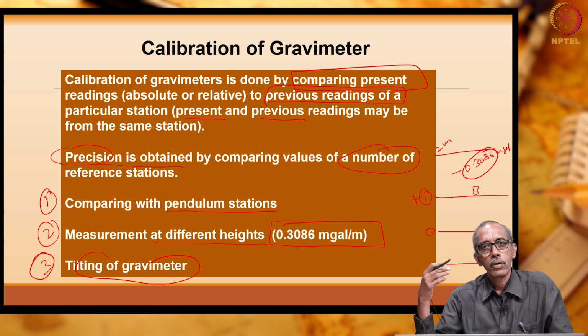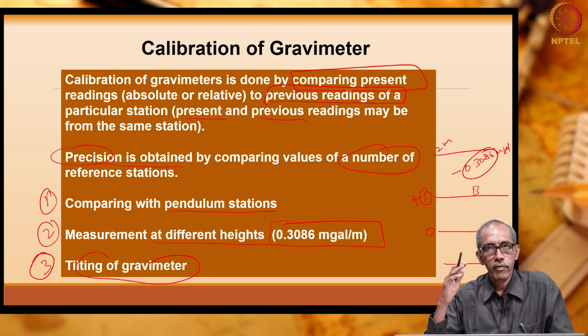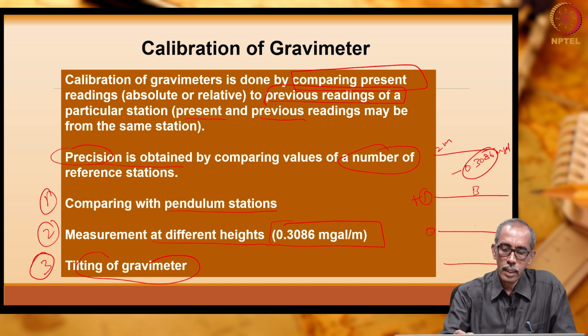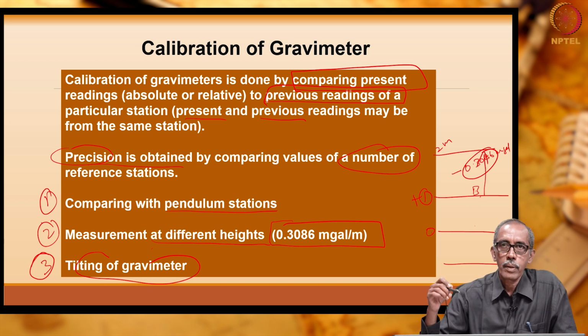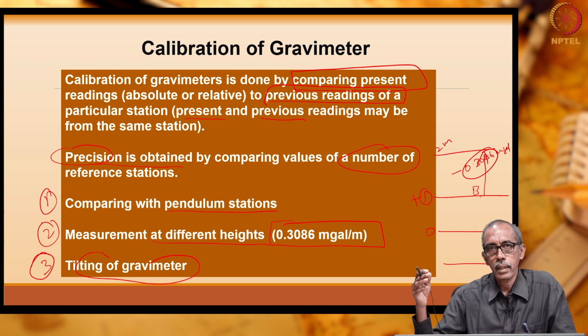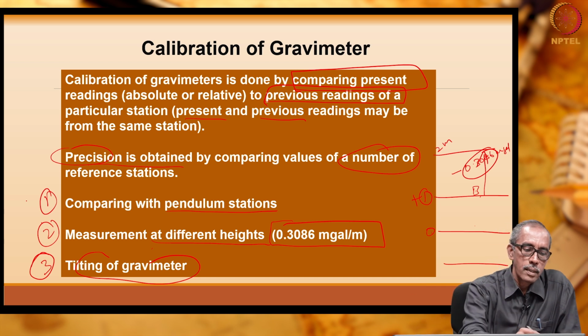Now, we know when you tilt the gravimeter, so much should be the reduction in gravity given by the manufacturer. If you get the same reduction, we are happy. Similarly, in the second method, you are increasing the height of measurement. When you increase the height by 1 meter, precisely the gravity value shown by the gravimeter is reduced by 0.3086, then the instrument is functioning well. Let us take the first method.